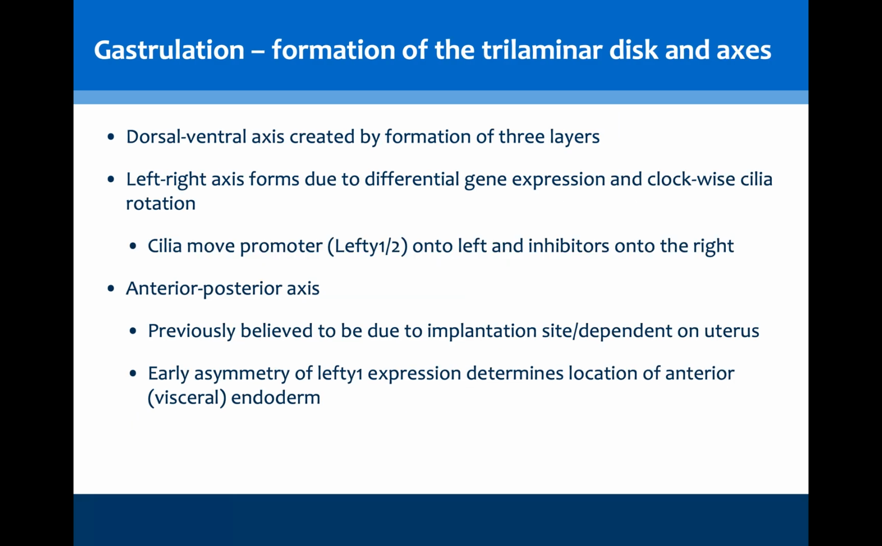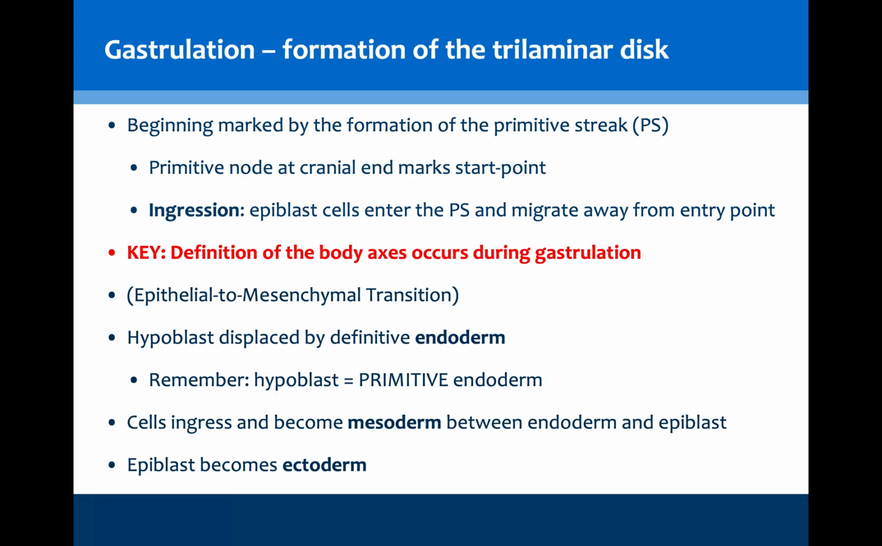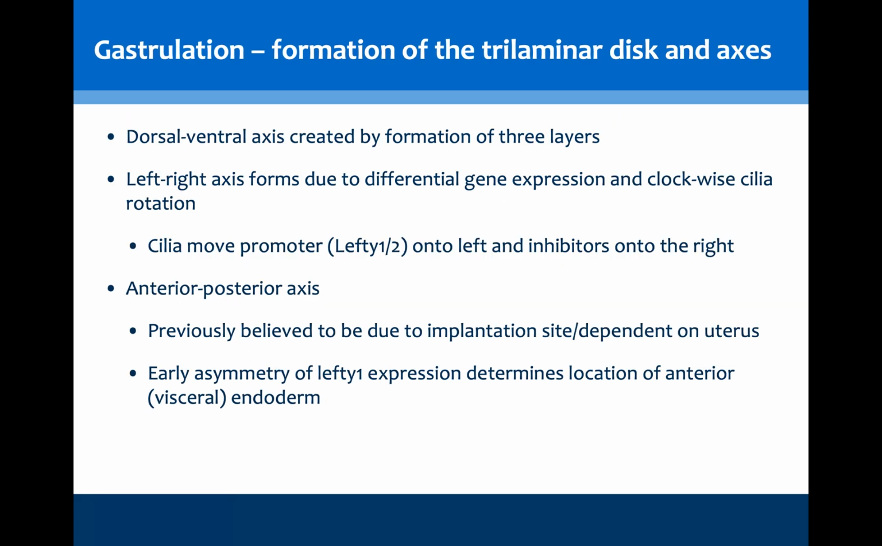And the result of that, there's now a 3-layer structure with dorsoventral and anterior-posterior axes, with the endoderm most anteriorly slash ventrally, and then the ectoderm dorsally.